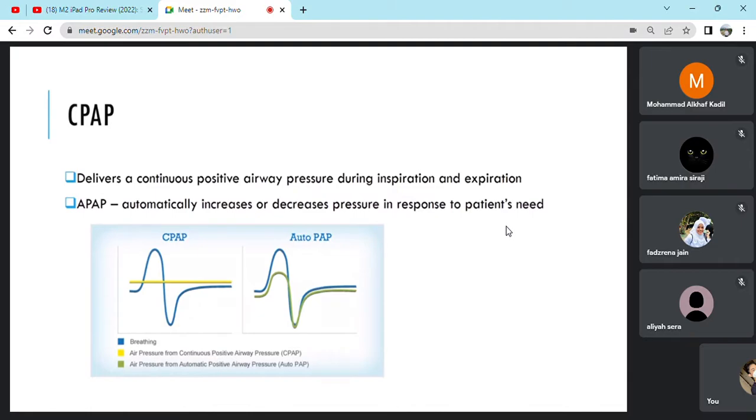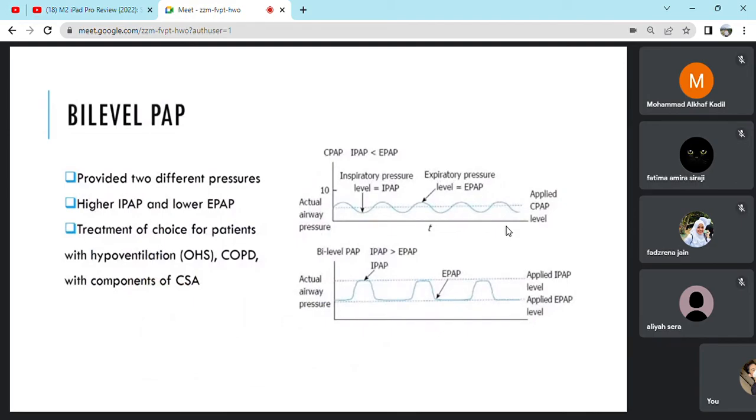So that is the difference between your CPAP and your auto CPAP or your APAP. Bi-level positive airway pressure, on the other hand, is called bi-level because you are delivering an inspiratory positive airway pressure and an expiratory positive airway pressure, or you have a different IPAP and a different EPAP. This type of device is the treatment of choice for patients with obesity hypoventilation syndrome, and patients suffering from COPD with components of central sleep apnea.